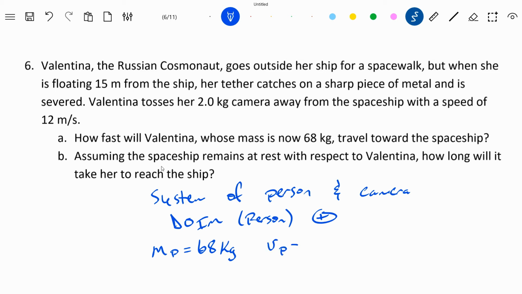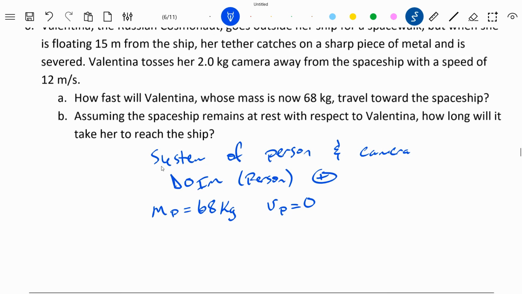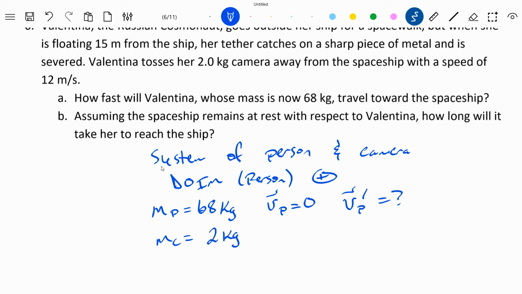The velocity of the person was 0, okay? So we're considering her to have been stationary before throwing the camera. Of course, the velocity of the person after she throws the camera is what we're very interested in right away. The mass of the camera was 2 kilograms, and the velocity of the camera was also 0, but then she threw it in the direction that I'm considering to be negative, so 12 meters per second.